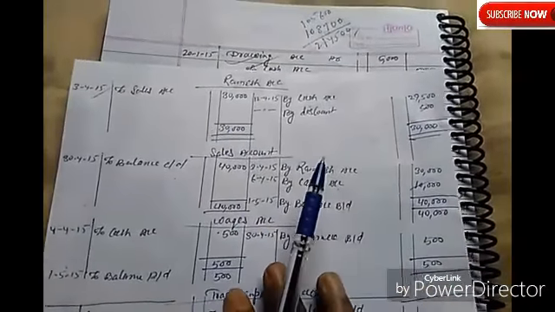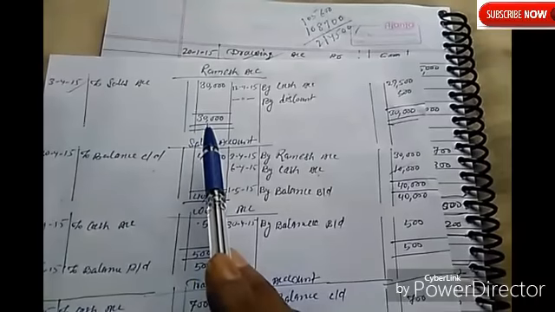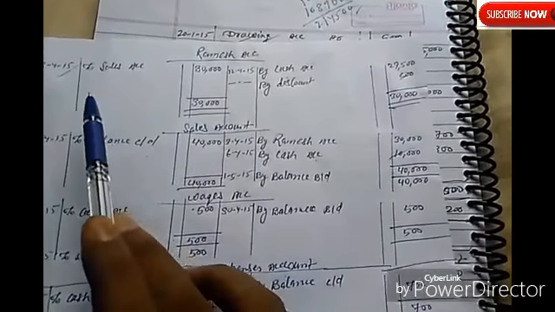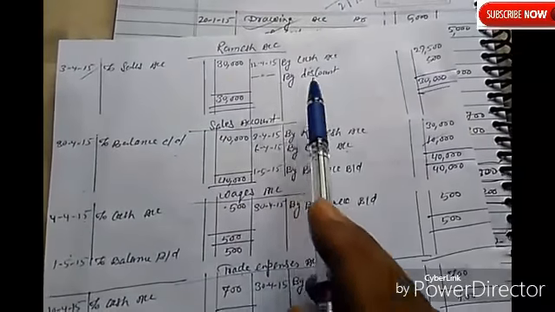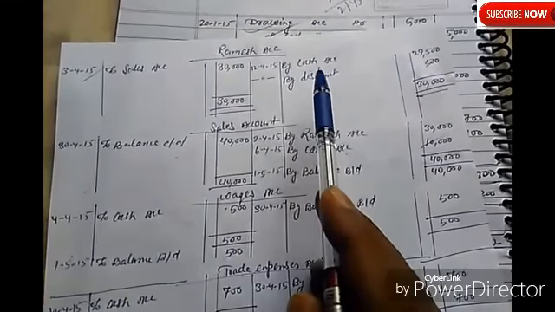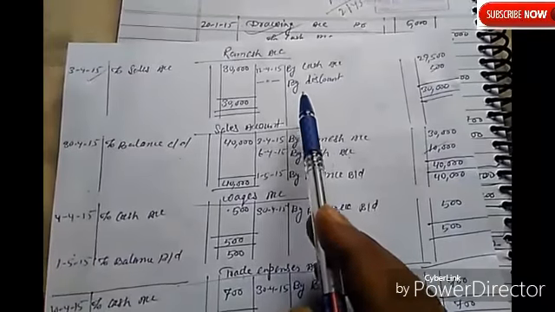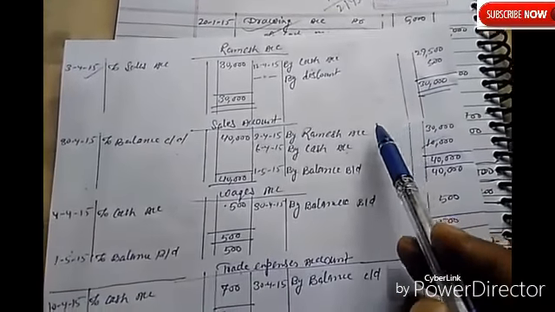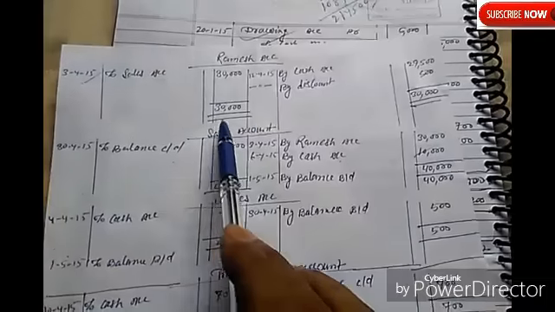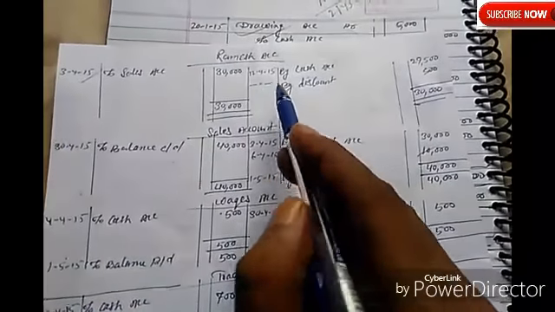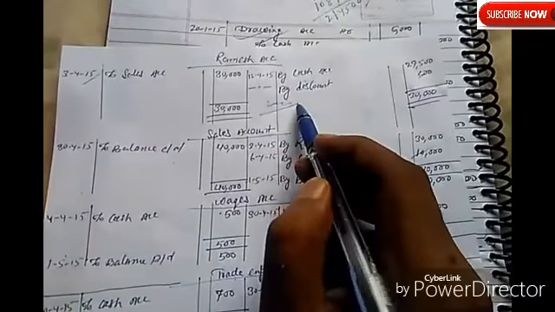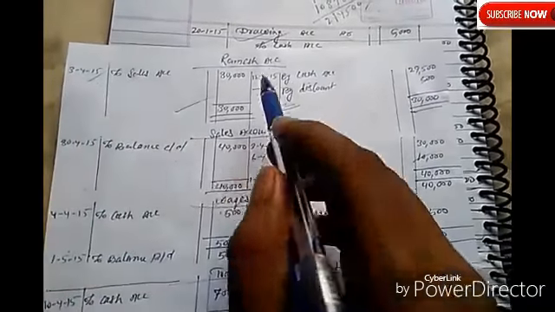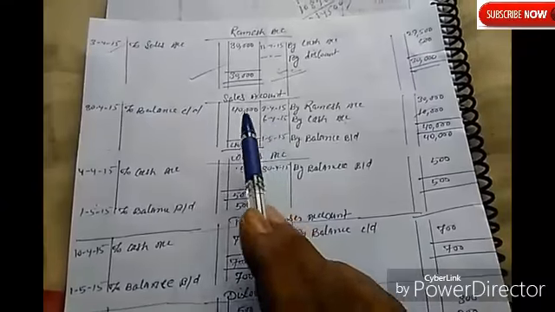So this side is a total. See another account, sales: 30,000, and this side is cash 29,500 and discount 500. So this is also 30,000, this is also 30,000. So this account has been closed. So don't consider this in the trial balance. It's already closed.